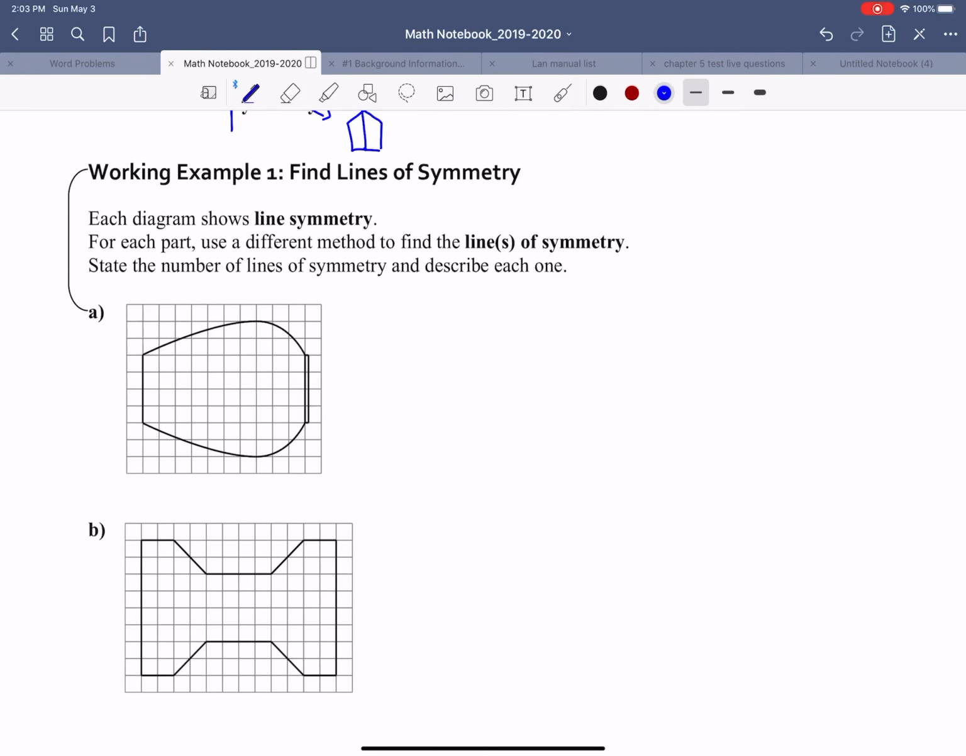So for each part, find the line of symmetry. You don't have to actually use different methods. Just look for where the line of symmetry is and just draw it. That's it, okay? And tell me what kind of symmetry line that is: horizontal, vertical, or oblique. So in this shape here, you can tell that there's a line of symmetry here at the center. So up and down, they are mirror images of each other, okay? And that's what we call a horizontal line of symmetry.